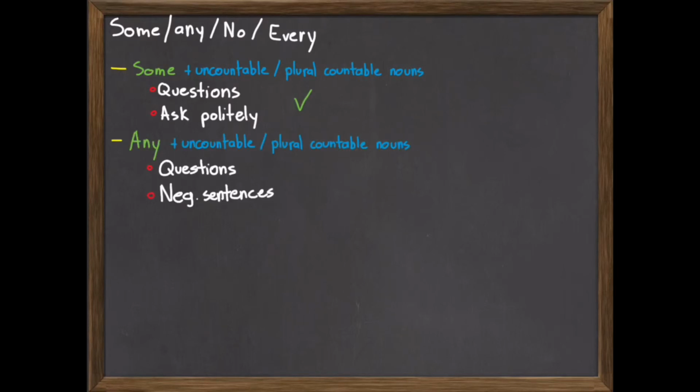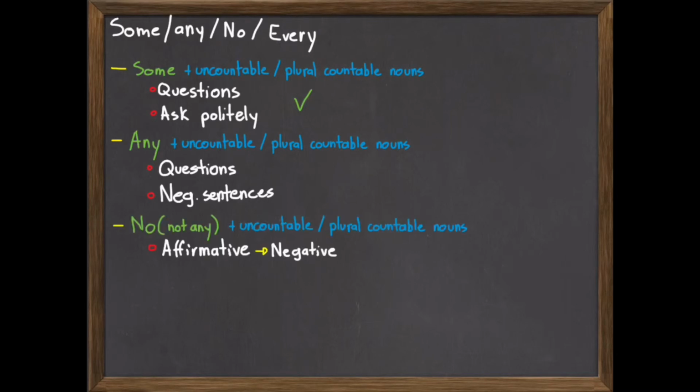Now, any. We use any for uncountable or plural countable nouns for questions and negative sentences. For example, is there any orange juice in the refrigerator? Or there aren't any fries on the table. That's a negative sentence.